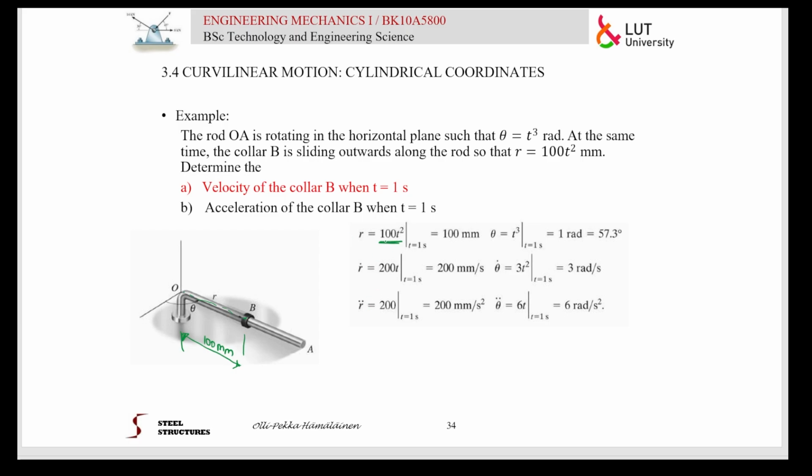If I take the derivative of these parameters with respect to time, then at t equal 1 second, this collar B is going to have a velocity of 200 millimeters per second in this direction. But again, this is the velocity of the collar imagining that there is no rotation here. This rod OA is fixed, and the only movement of the collar is moving in this direction.